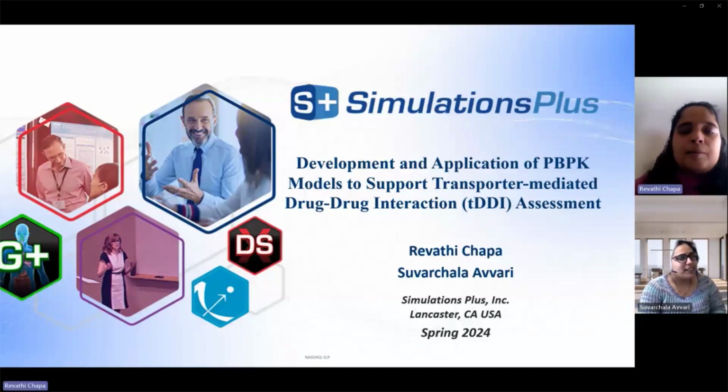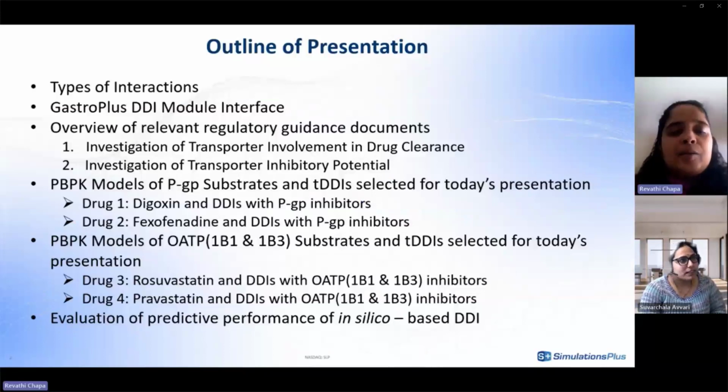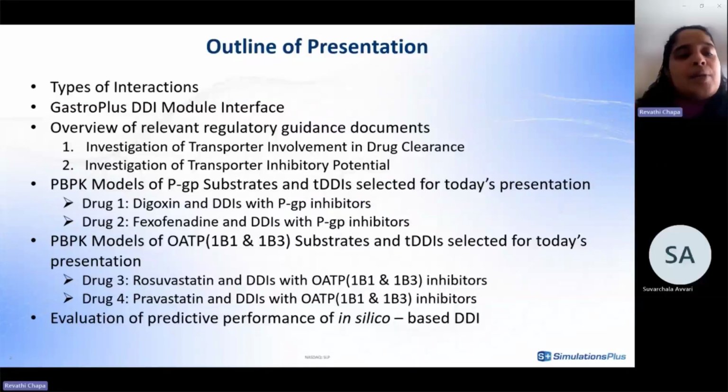Sure. So the outline of today's presentation will be, we will be discussing the types of drug-drug interactions. Then I would give you a brief overview of how the DDI module interface looks in GastroPlus. And then we will also have an overview of relevant regulatory guidance documents, where we will be discussing the investigation of transporter involvement in drug clearance or the investigation of transporter inhibitory potential.